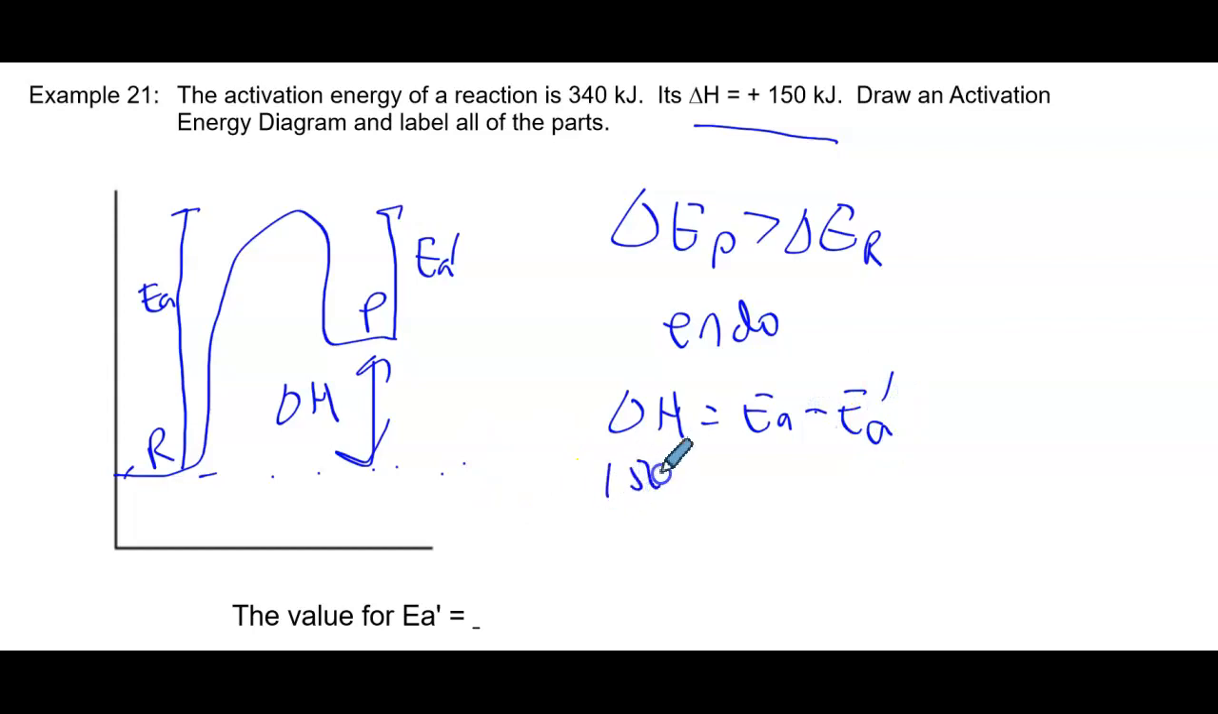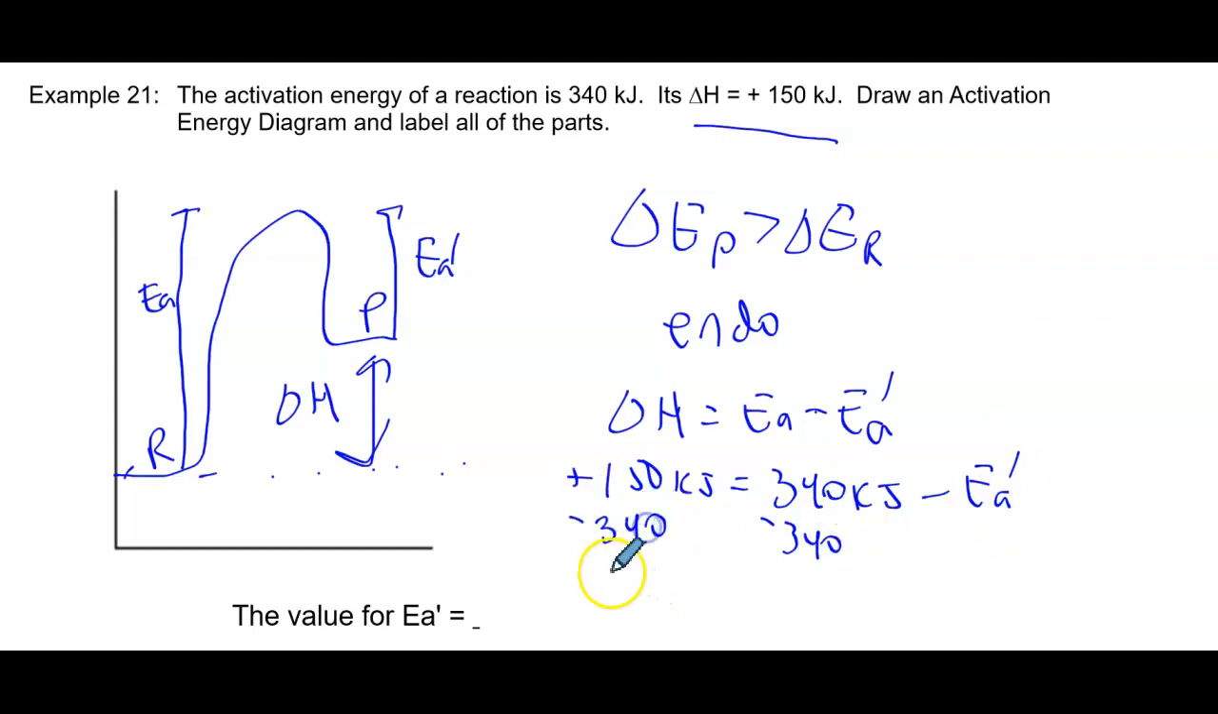We know delta H is 150 kilojoules. We know E sub A is 340 kilojoules. I'm sorry, I think I might have said prime earlier. We're solving for E sub A prime. So I'm going to subtract 340 from both sides. I get negative 190 kilojoules equals negative E sub A prime. Divide both sides by negative 1 to solve for E sub A prime, and I get 190 kilojoules for my E sub A prime.